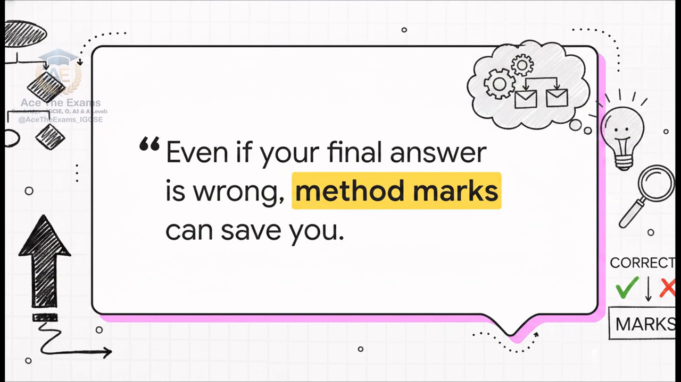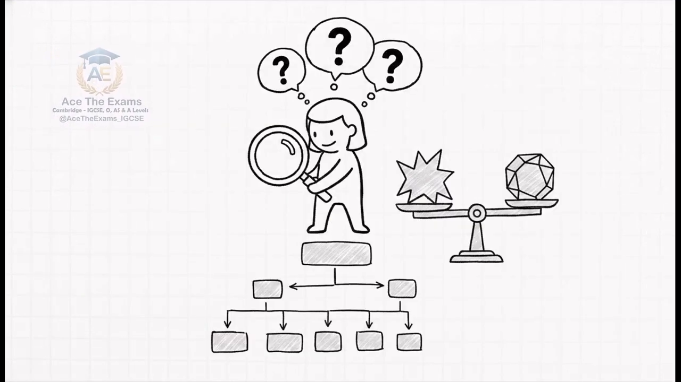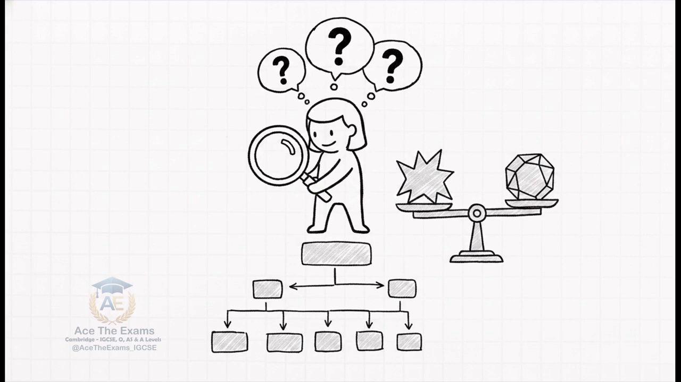Never, ever just scribble down a final answer and hope for the best. You must show your brain working on the page. Leave a trail of breadcrumbs for the examiner to give you points. So how exactly do we maximize those method marks?